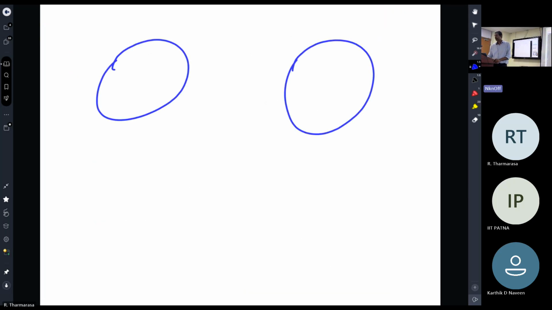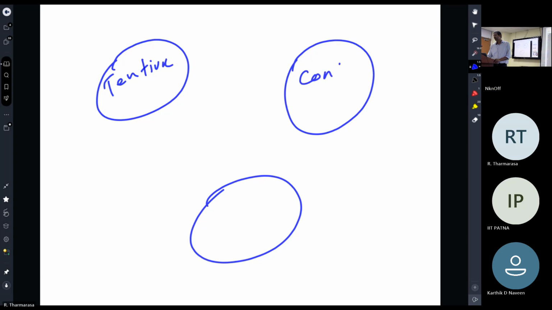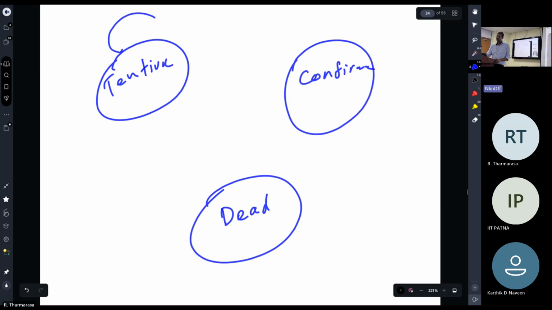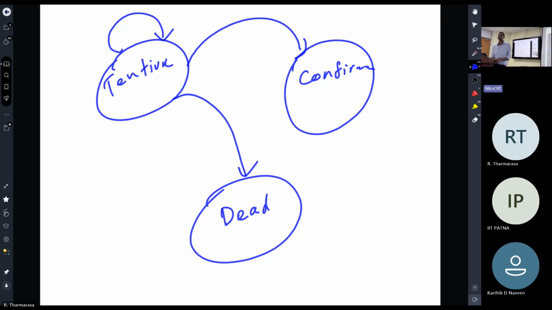Usually, we have three stages: tentative, confirmed, and dead. Say the track can have only three statuses: tentative, confirmed, and dead. Whenever we initialize a track, we always start from tentative. Then at the next time step, it can stay tentative, or it can go to confirmed, or it can be dead. Are you okay with that? That's one way of going from tentative to confirmed.